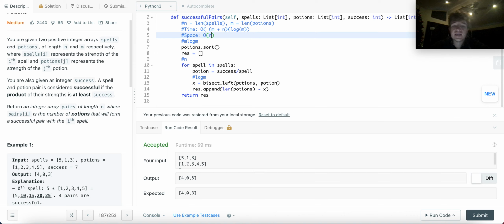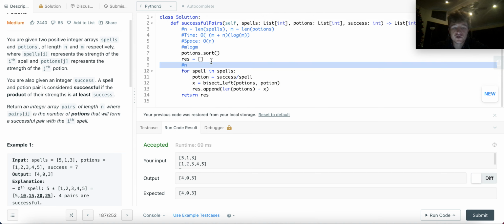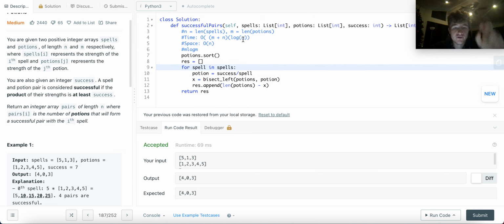And let's say big O of n space, because you could add an extra m to sort this, but if we call this in-place heap sort, this m factor goes away. So we just need n space to create this res to return the value for each query, for each spell.